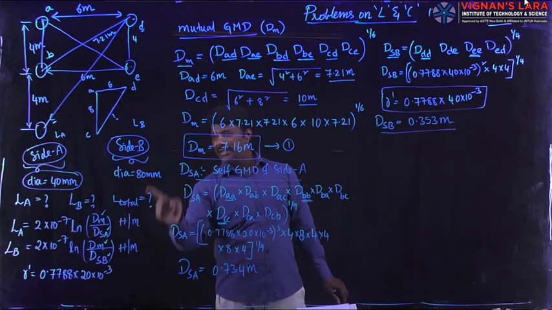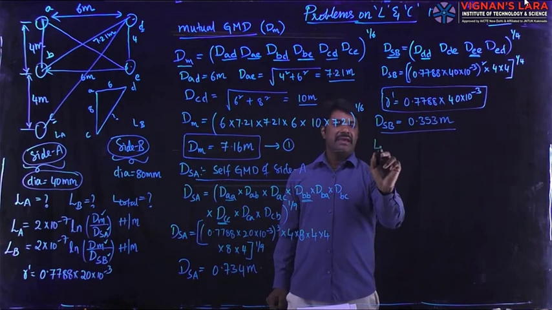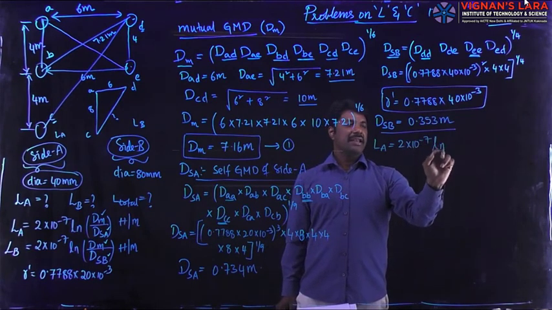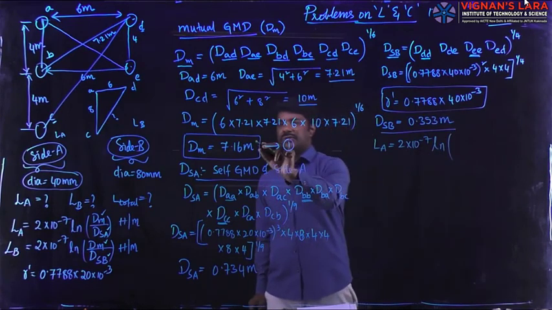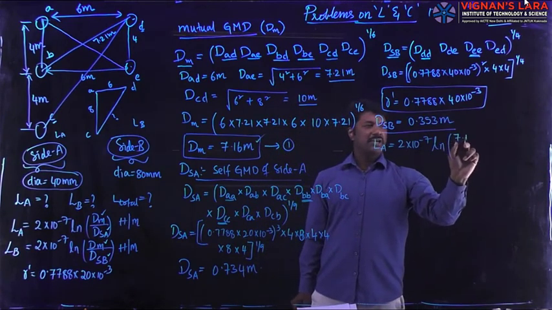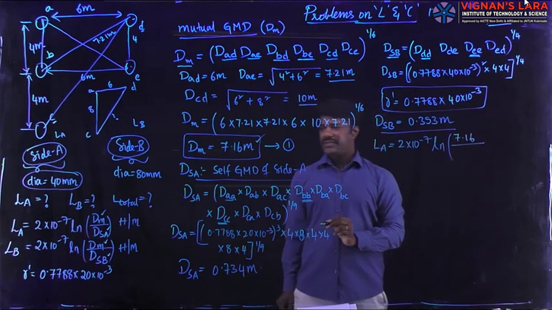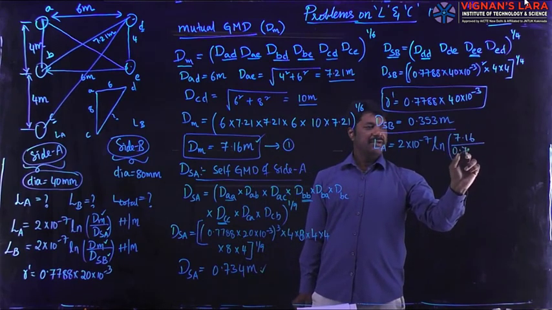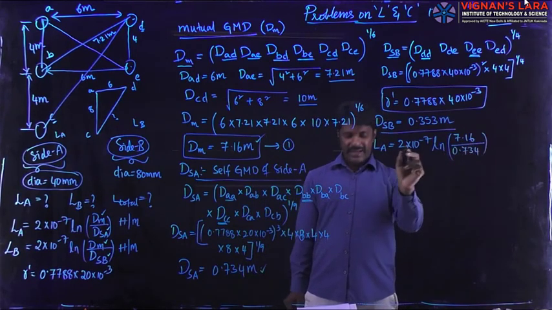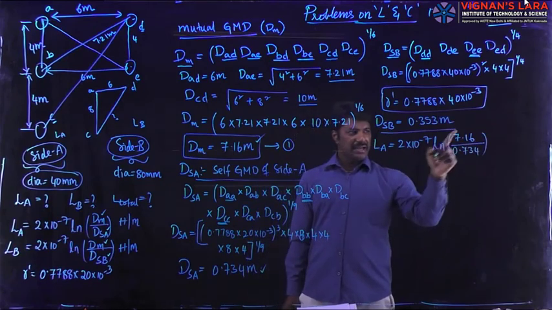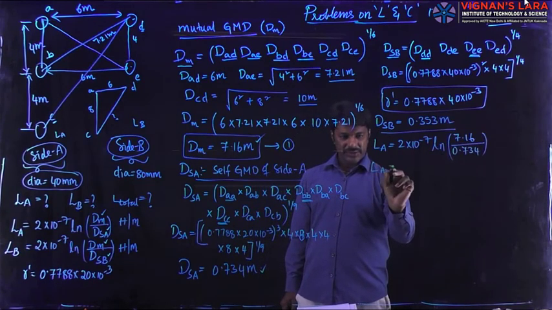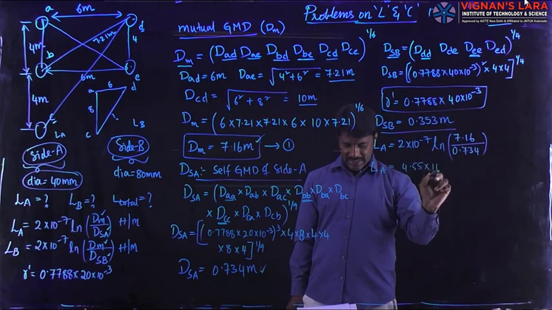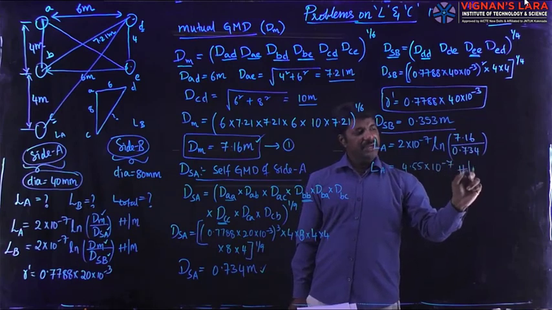Okay. So with the available values of DSA, DSB and mutual distance DM, we are ready for calculation of LA, LB and total inductance. So coming to LA, the formula is direct substitution: 2 into 10 power minus 7 ln of mutual GMD, which is 7.16, divided by self GMD of that side A, the value 0.734. So I repeat, LA is equal to 2 into 10 power minus 7 ln of DM by DS. Then the magnitude of this LA is equal to 4.55 into 10 power minus 7 henries per meter.